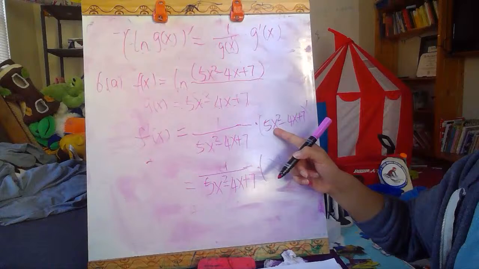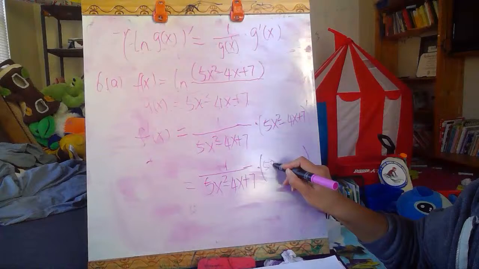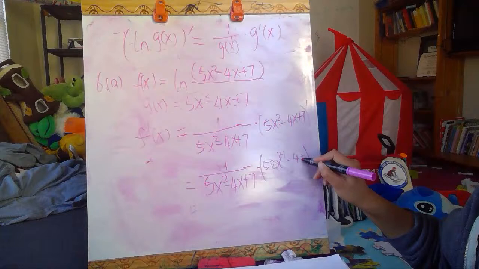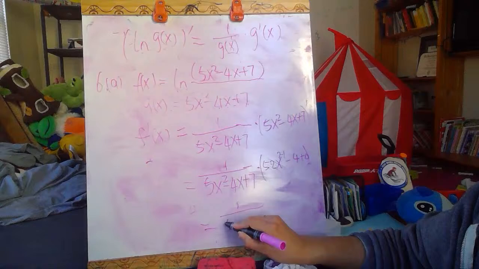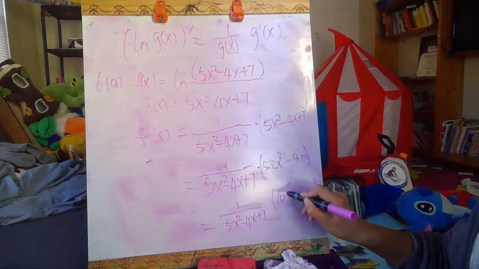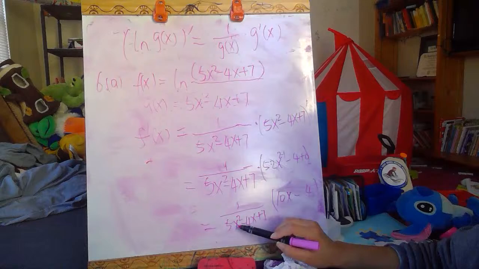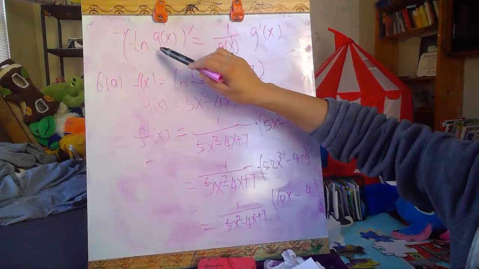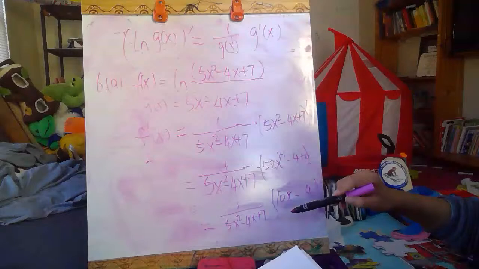This derivative here, you use the power rule, is 5 times 2x to the 2 minus 1. Here, you use the power rule, is 4. Here is plus 0. So this equals 1 over 5x squared minus 4x plus 7 times 10x minus 4. So the answer is 10x minus 4 over 5x squared minus 4x plus 7. So do you see? If you know this formula and know how to use it, you just write it down right away. Yeah, make sense?